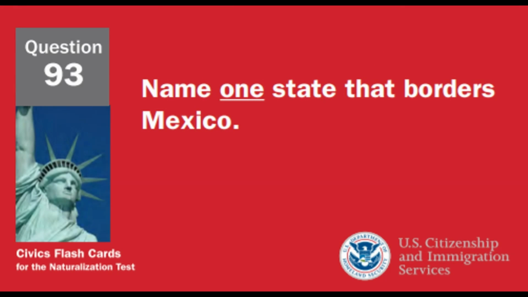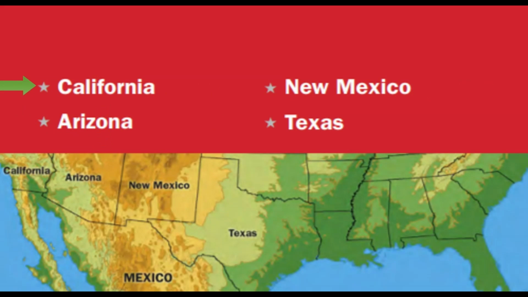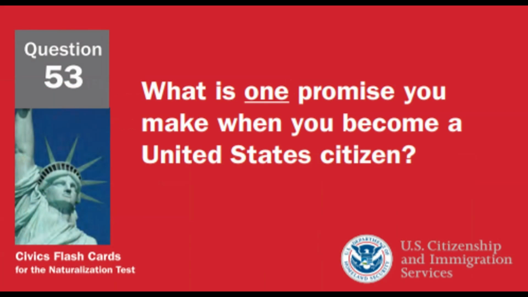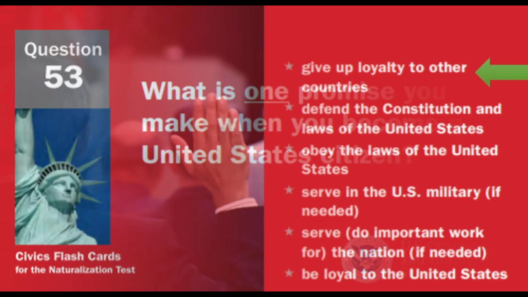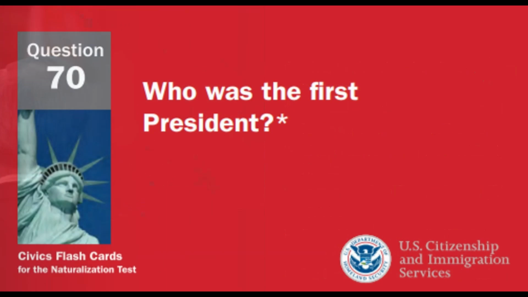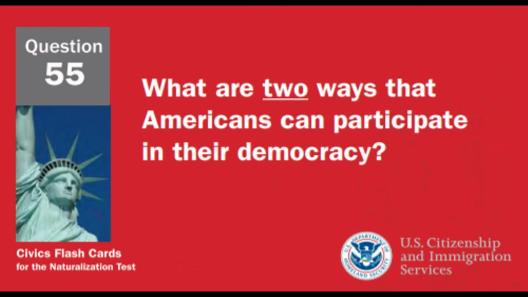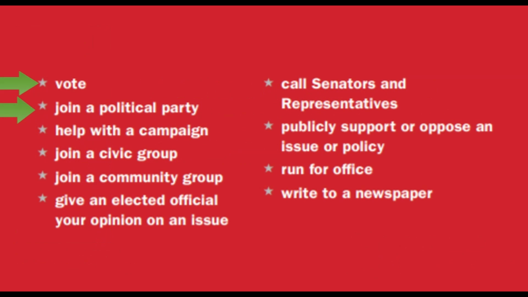Name one state that borders Mexico. California. What is one promise you make when you become a United States citizen? Give up loyalty to other countries. Who was the first president? George Washington. What are two ways that Americans can participate in their democracy? Vote and join a political party.